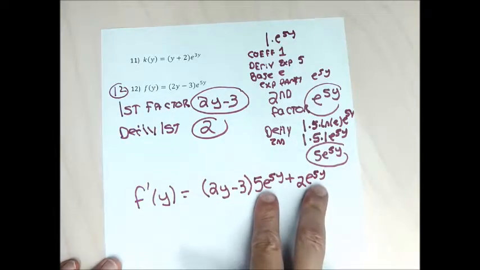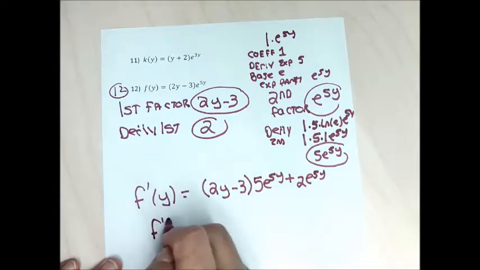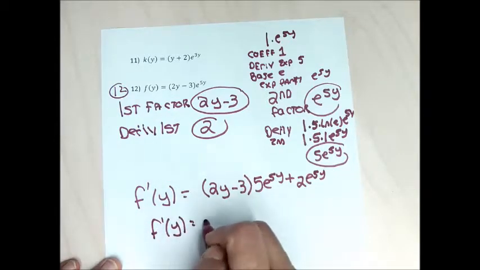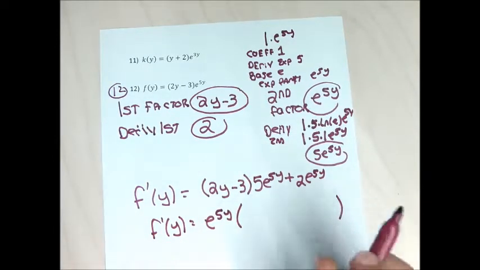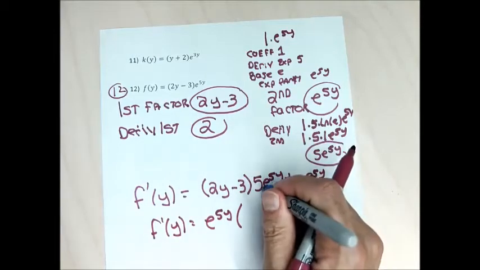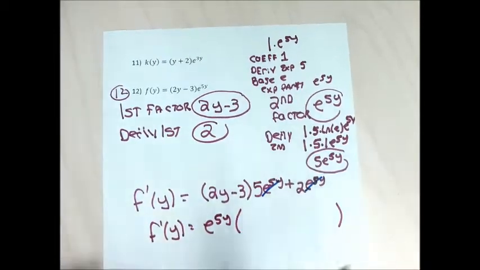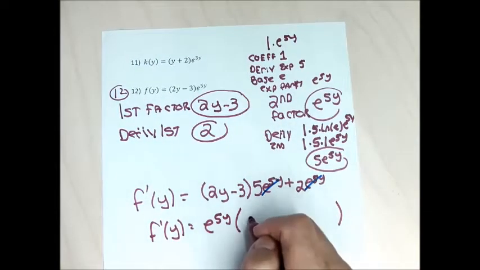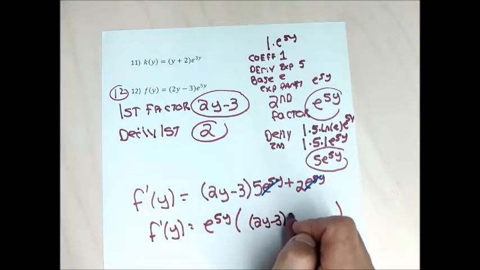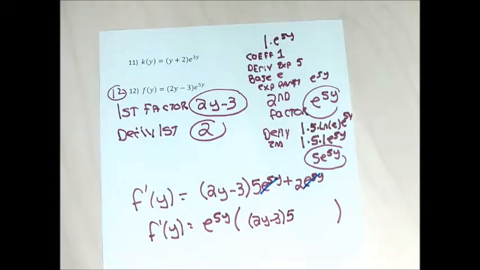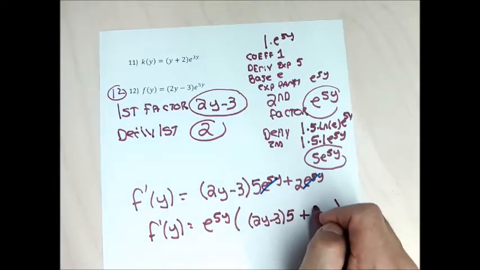There's a common factor of e to the 5y that I'm going to factor out, and that's going to give me f prime of y equals common factor of e to the 5y, because both pieces have an e to the 5y. When I factor out the e to the 5y from the first piece, I'm left with 2y minus 3 times 5. I'd love to have that 5 written to the left of the parentheses. And after the plus sign, I'm left with a 2.